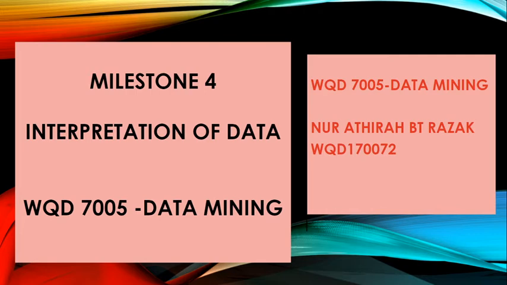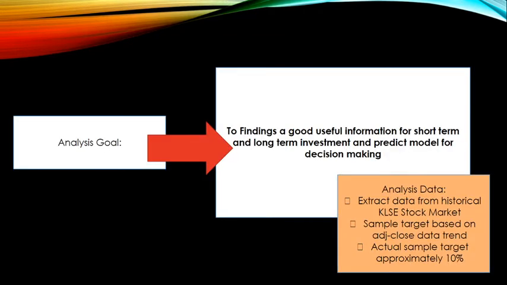Now, I will present to you the milestone for interpretation of data. The analysis goal for milestone 4 is to find good, useful information for short-term and long-term investment, and to predict a model for decision making. Previously we analyzed the data and extracted it from the historical KLSE stock market, with the sample target based on the adjusted close data trend. The actual sample target is approximately under 10%.